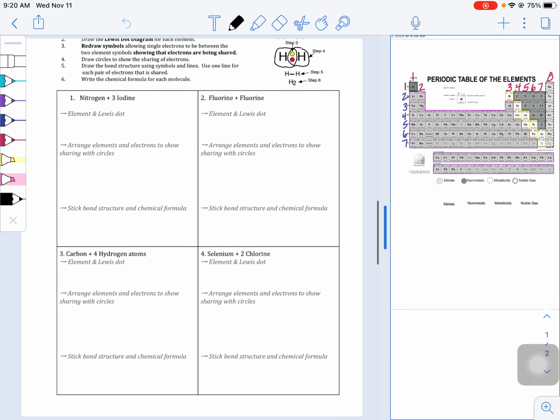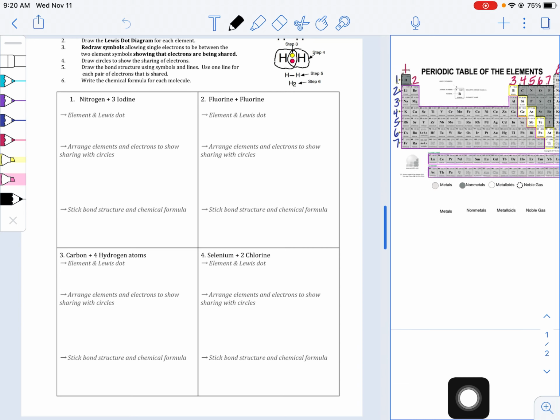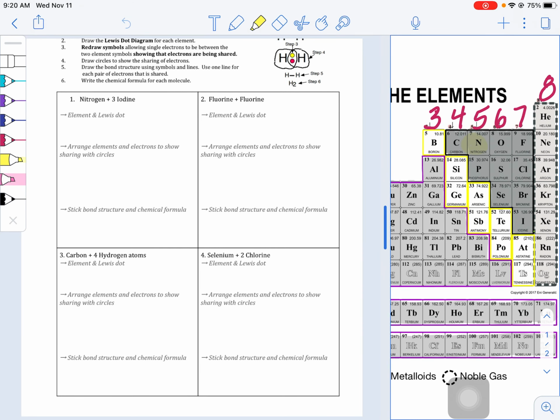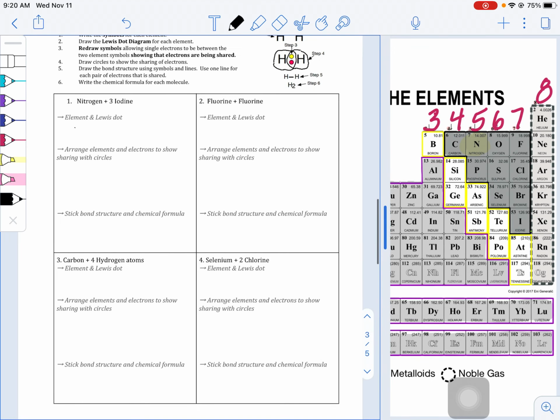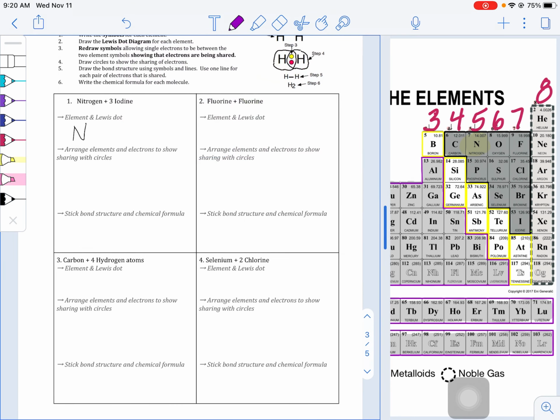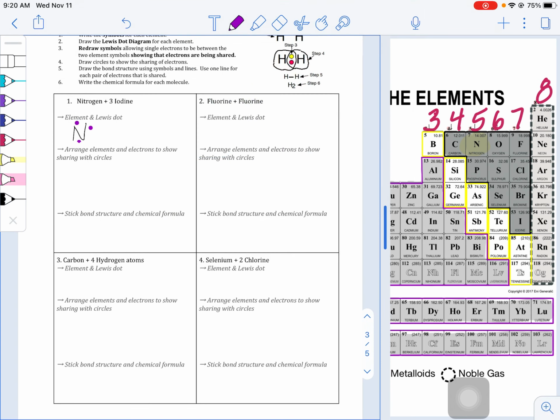So starting with our two elements, we have nitrogen and iodine. And notice there's a little clue here about how many you need. Nitrogen is here, group number 5. So I have my nitrogen with 5 outer electrons. 1, 2, 3, 4, 5. Okay. And then iodine.